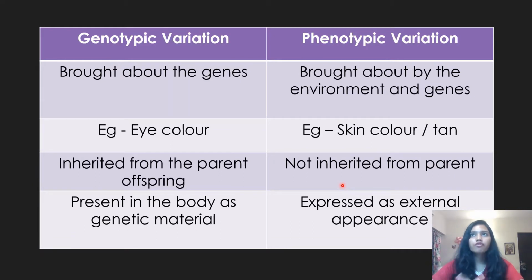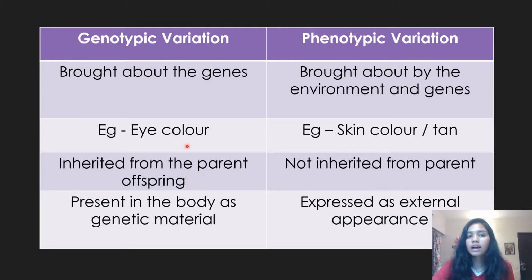So you actually have four broad categories of variation, okay? But these are the first two types: genotypic variation and phenotypic variation. The word genotypic gives itself away. That means it is controlled by genes. So you'll have a gene for growing tall, a gene for your eye color, a gene for your hair color. So it's brought about by genes.